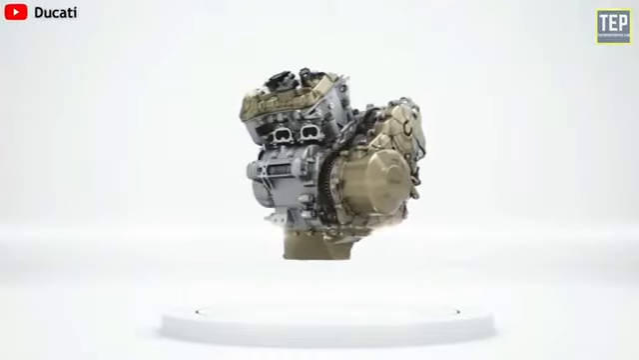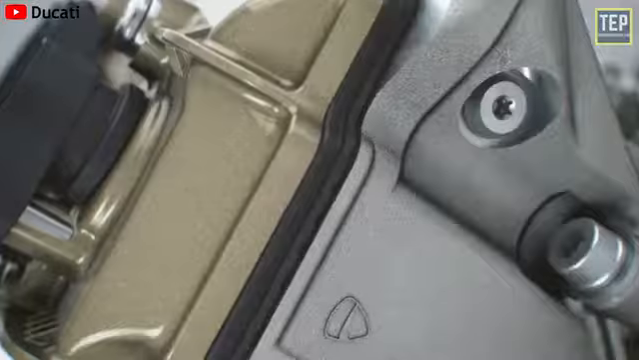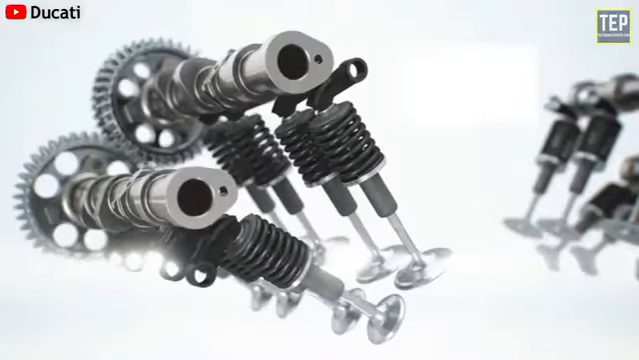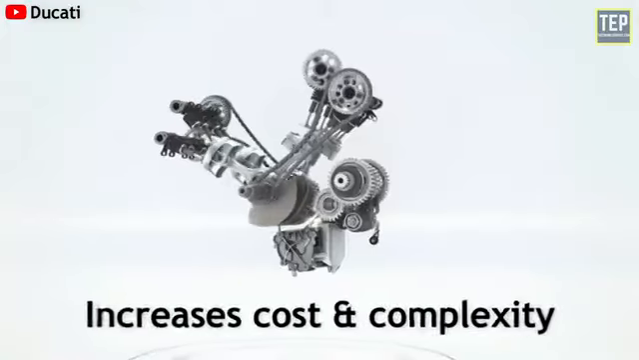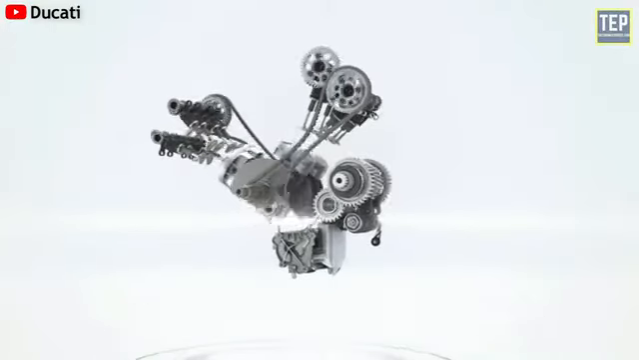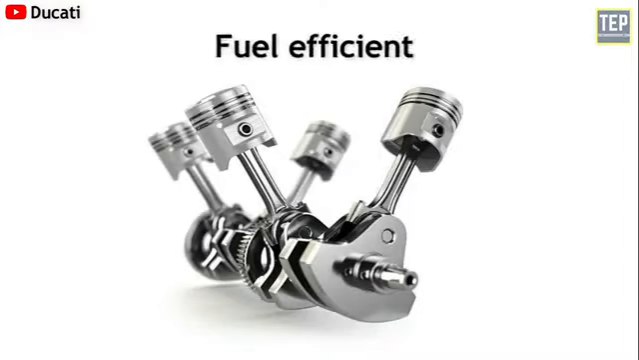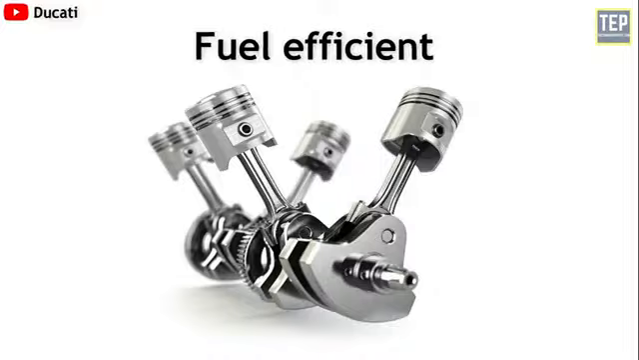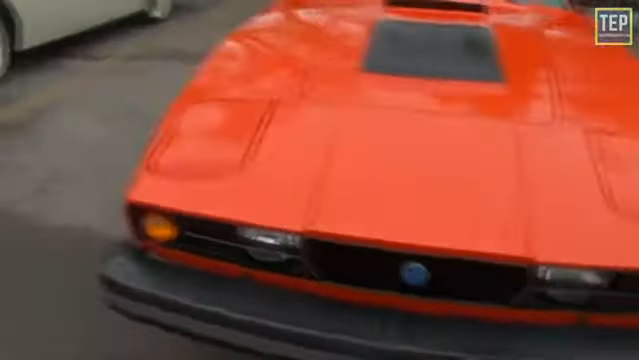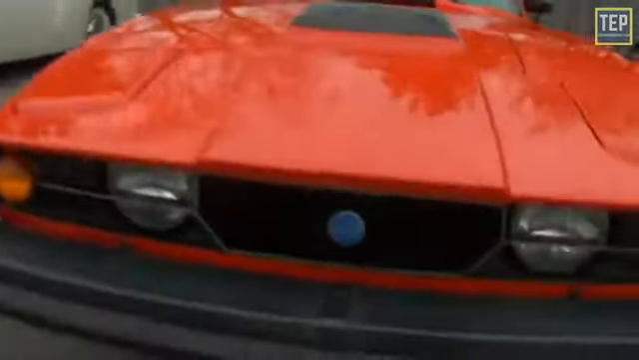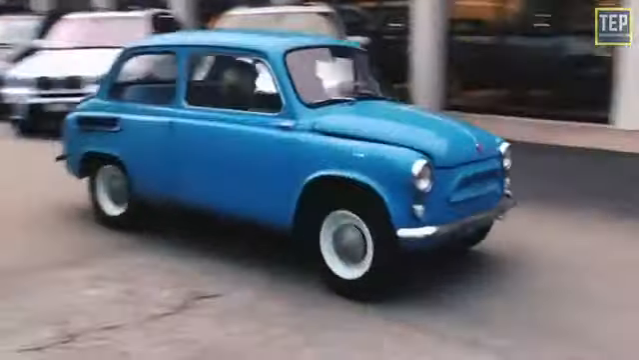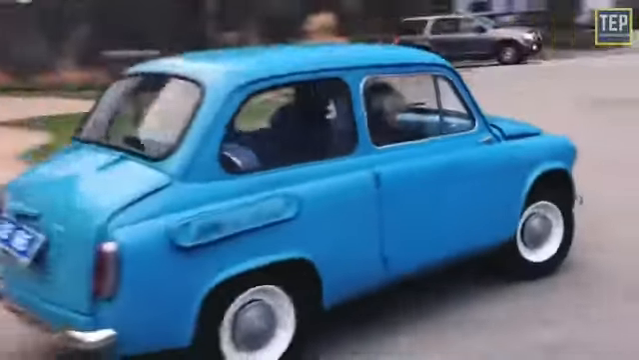Disadvantages of V4 engines include its design being inherently wider compared to inline-4 engines. Having two separate banks of components increases cost and complexity. Four-cylinder engines tend to be fuel efficient and are a great buy if you are looking for a small and reliable car. These engines are commonly found in smaller, compact cars, which are easier to maneuver and park.